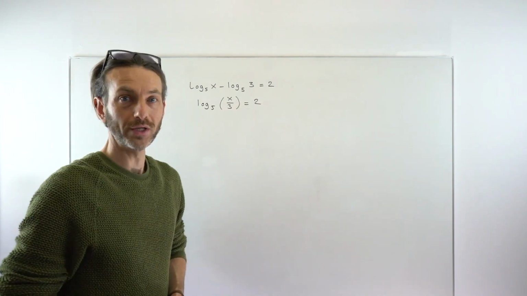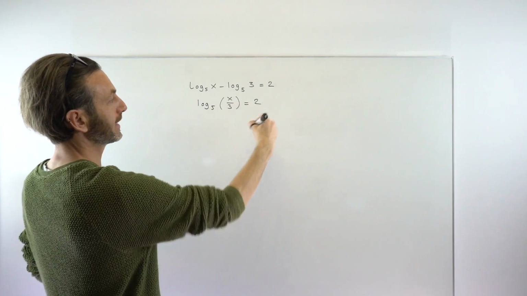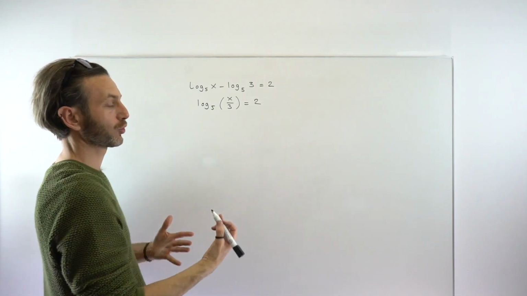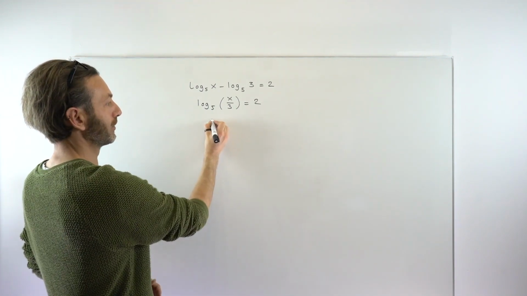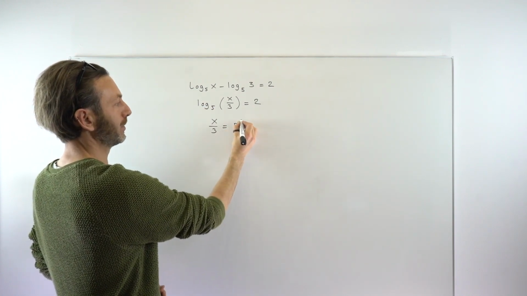Now the goal is to get rid of the logarithm, and you can either do that by introducing a log on the right hand side and then cancelling the logs, or my preferred method is to rewrite this as an exponential. You need to know how to do that. Essentially it becomes x over 3 equals the base number 5 to the power of 2.